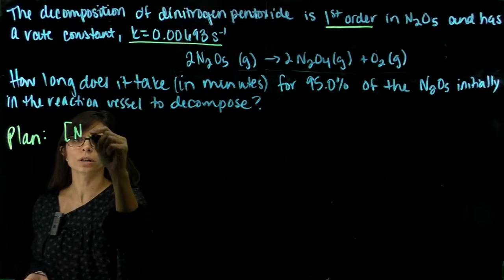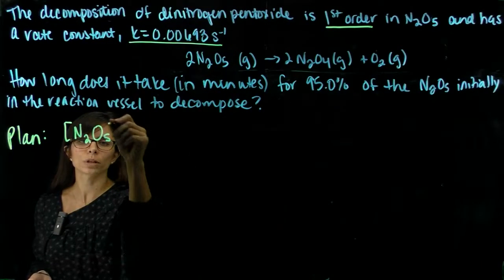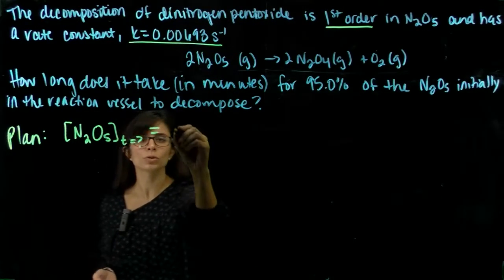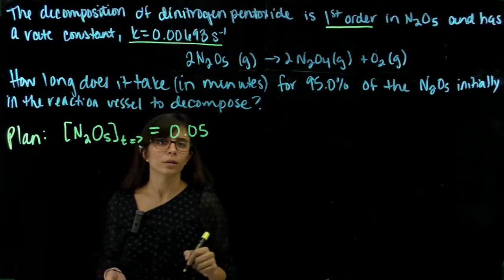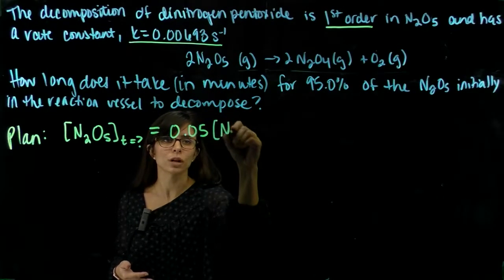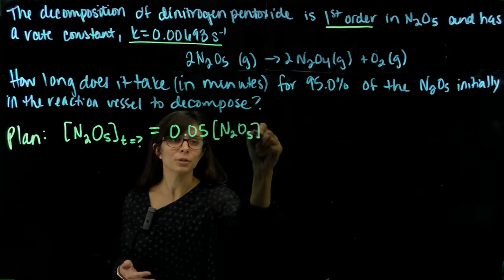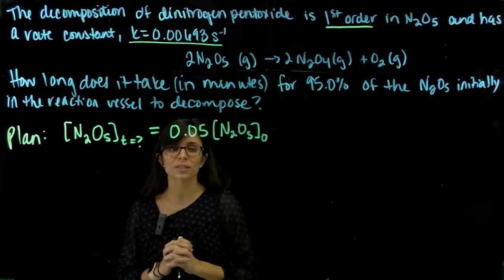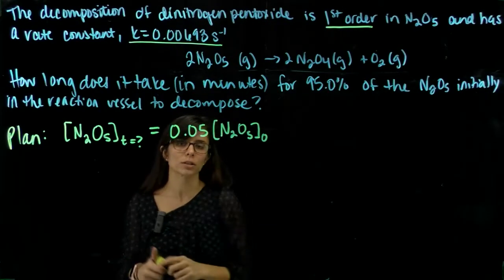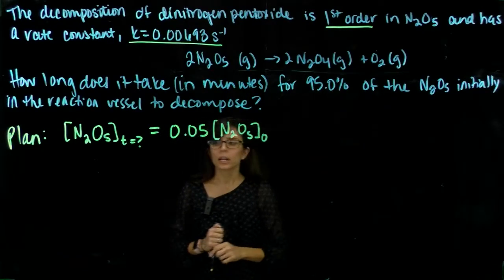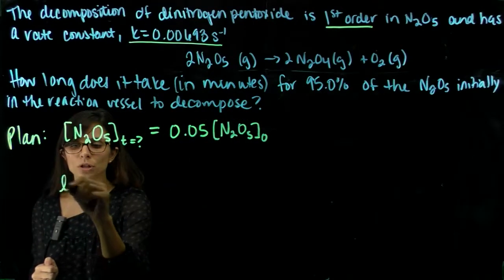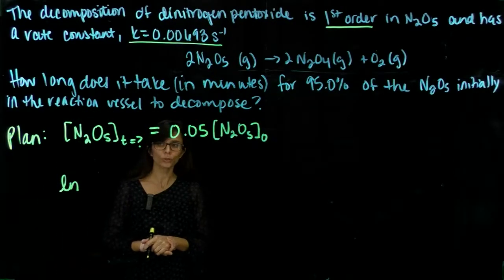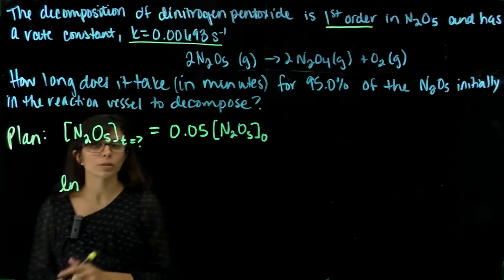So we're looking for how long it takes for the concentration of N2O5 to be equal to 5% of the initial concentration. Okay, so 95% of it has decomposed. So how long does it take for 95% of that to decompose, or for 5% of that initial concentration to be left over? And so we can use that same relationship, again, this is still a first order reaction in terms of the reactant.